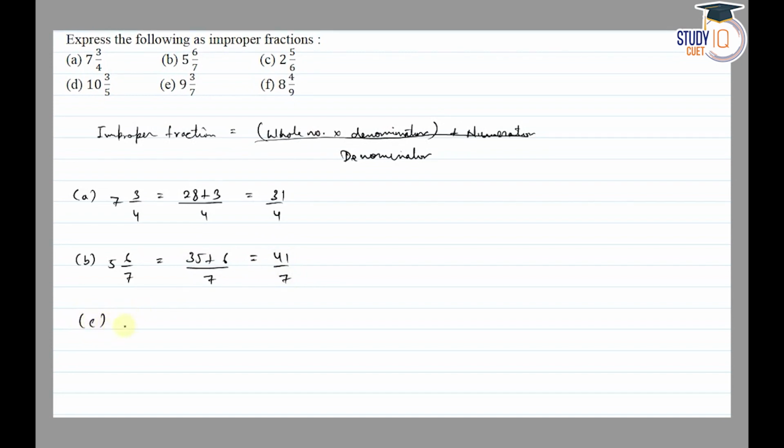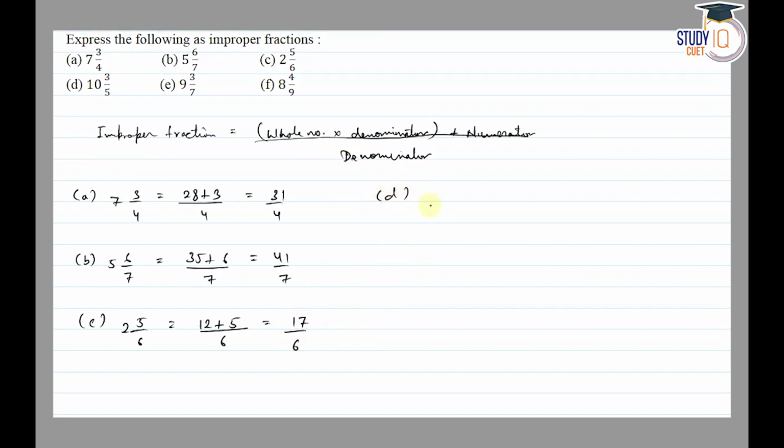Part C is 2:5/6. So हो जाएगा 6 into 2, whole number into denominator. 6 2s are 12 plus numerator 5 upon denominator 6. So 12 plus 5 upon 6. 12 plus 5 हो जाएगा 17 upon 6.